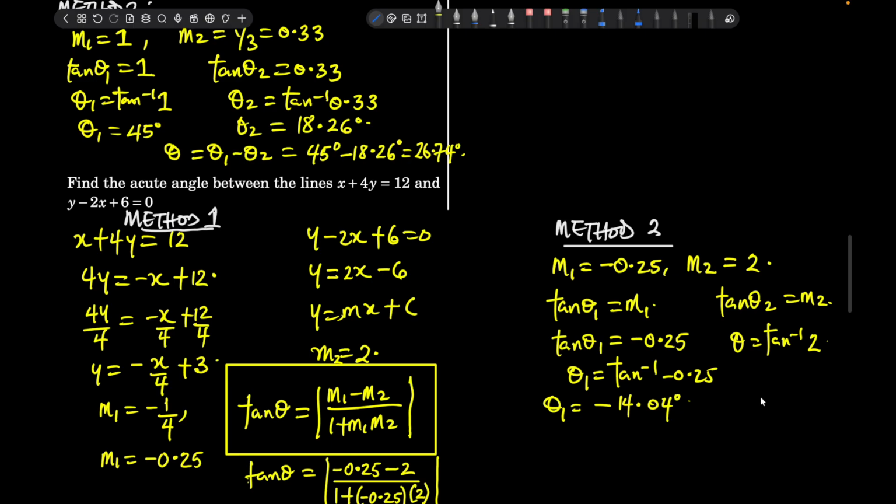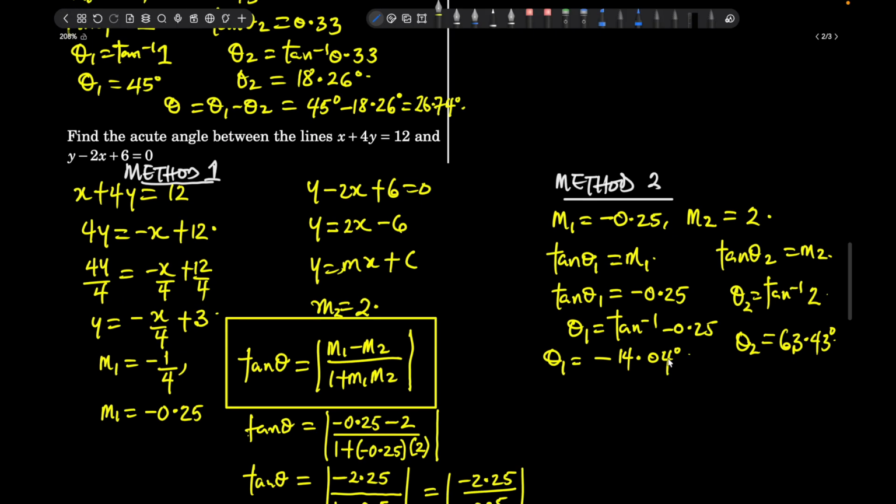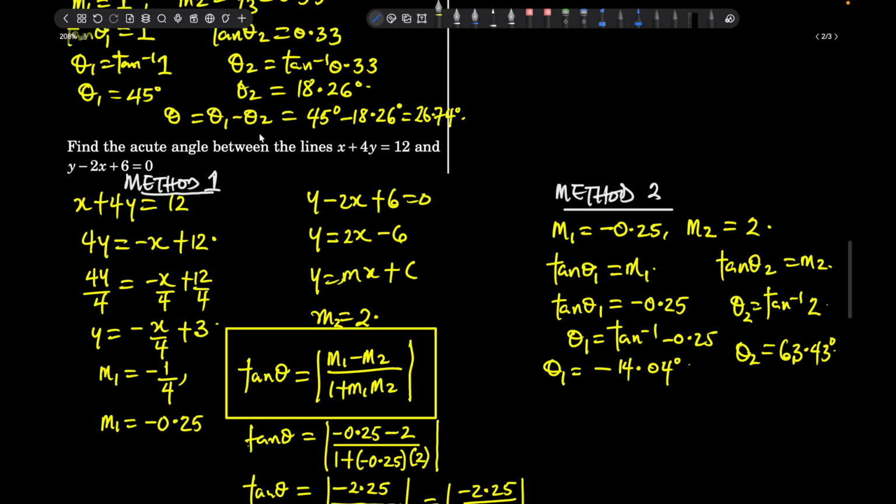Arctan 2, this is theta 2. Arctan 2 is 63.43 degrees. Now, please listen to me at this point. One is positive and one is negative. Though if you notice the way we've been writing it, we've been writing theta 1 minus theta 2. Right? That's why I said this method 2 is a bit tricky.